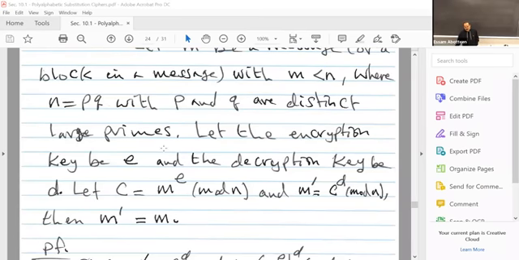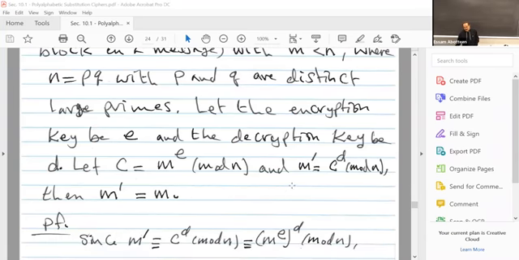And we let the encryption key E be known publicly, like published in a directory, like a telephone directory or something like that. And the decryption key is D, which is again private. So let's assume we have a cipher text C, which is obtained by encrypting the message M, raising it to the power E and doing a mod N computation. And let's assume M prime is the decryption of C using the key D. Then this theorem is saying that M prime is going to be actually M.